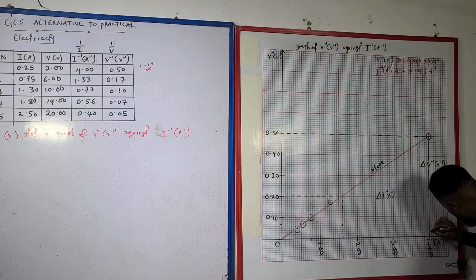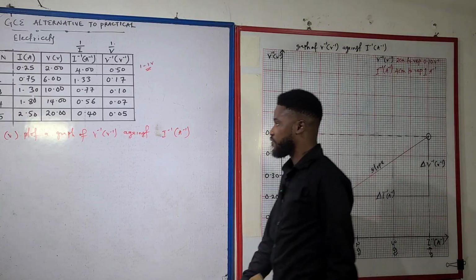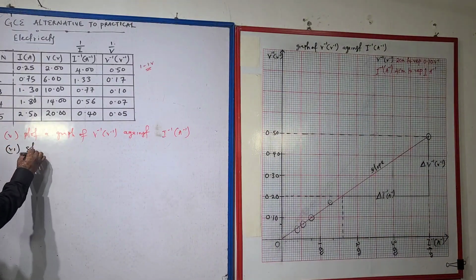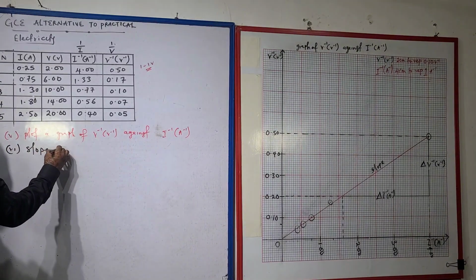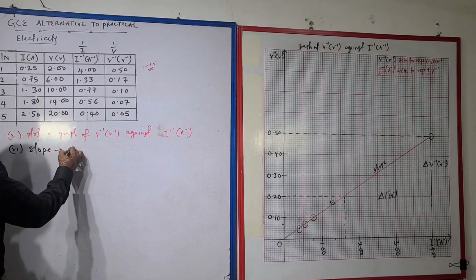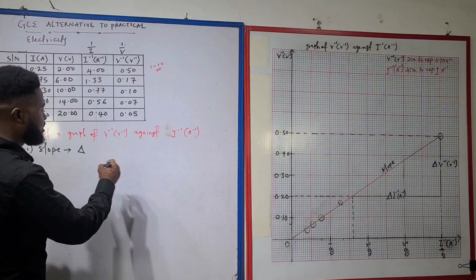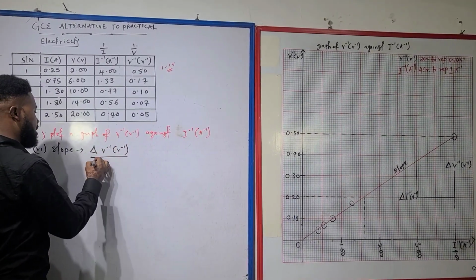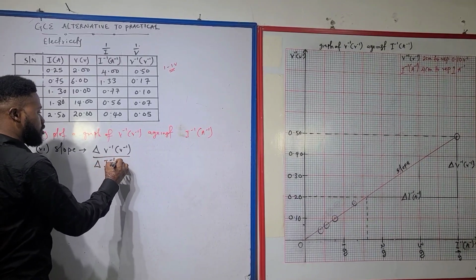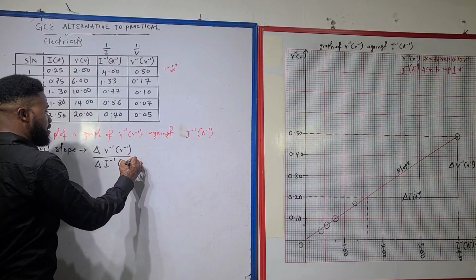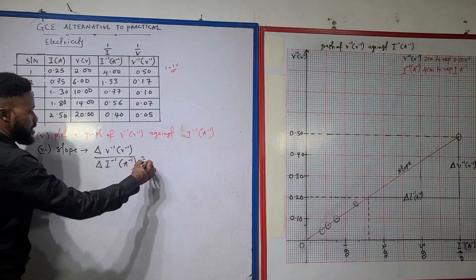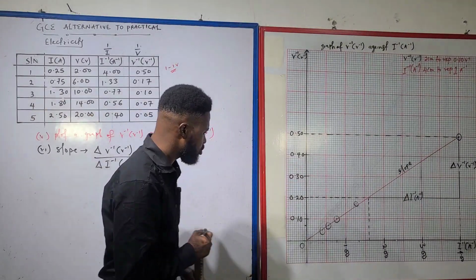Okay, so for the slope you're telling me to calculate in VI, that is change in the inverse of the voltage in per volt divided by change in inverse of the current in per ampere. So what I have here, if you look at it, that's 0.50.